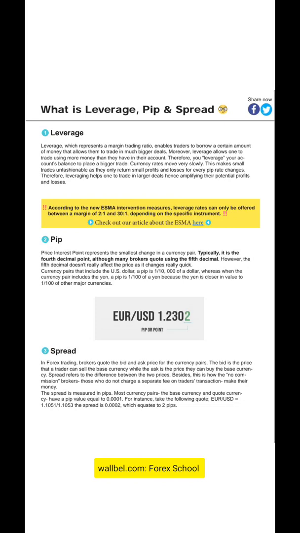So that 0.0002, you convert it by removing the 4 decimal places so that you remain with one figure, which is 2, and that represents your pip.